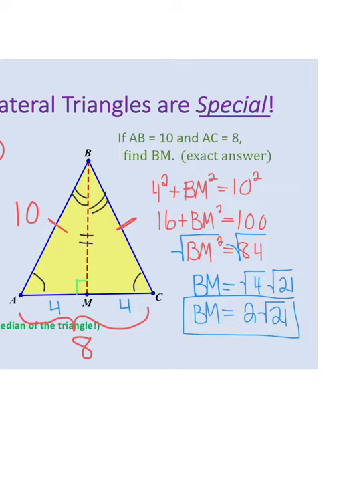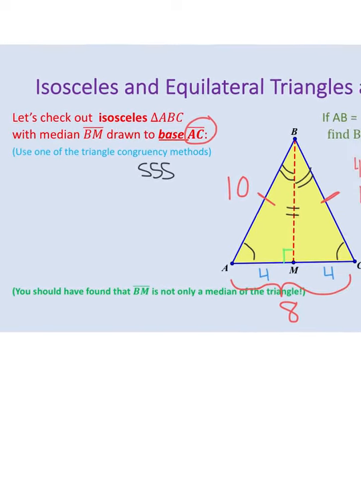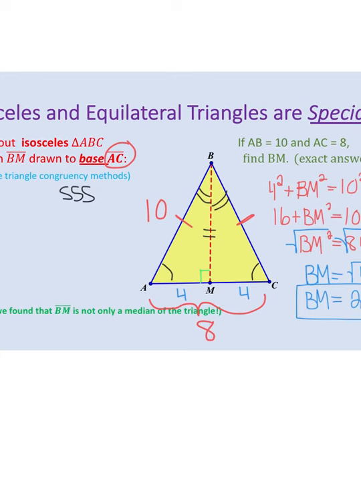Okay, I want you to notice something. In this triangle, we should have found out that BM, that segment when we drew it, is not only a median. Because this angle ends up getting split, it's an angle bisector. Because it's also perpendicular to the opposite side, it's a perpendicular bisector because it also goes through the middle. And additionally, it would be the altitude. It starts at B and goes perpendicular to the opposite side.